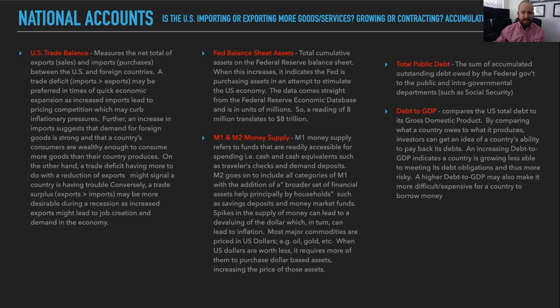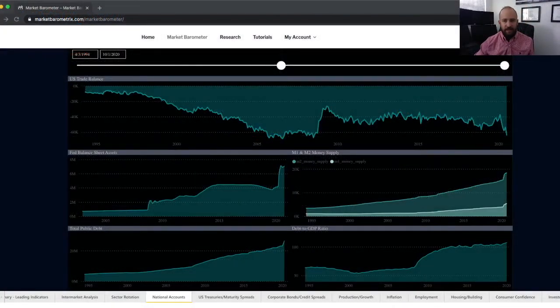So what is this exactly? What is it telling us, and why is it important to us? Well, let's jump over to the market barometer and have a look. You see the Fed balance sheet assets is the graph over here on the left in the middle. What this is telling us is the total cumulative assets on the Fed's balance sheet. Now, those assets can include things like U.S. Treasuries, whereas their liabilities include things like the cash in circulation.